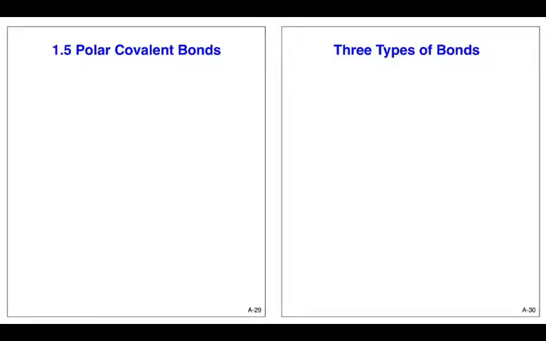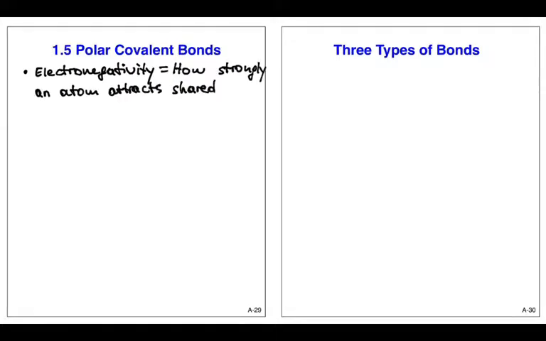Hi, so in this video we are going to briefly discuss polar covalent bonds. To get started, we should first introduce the concept of electronegativity, which I'm sure you learned about in Gen Chem. Electronegativity describes how strongly an atom attracts electrons toward its nucleus. High electronegativity means an atom really pulls electrons toward itself.